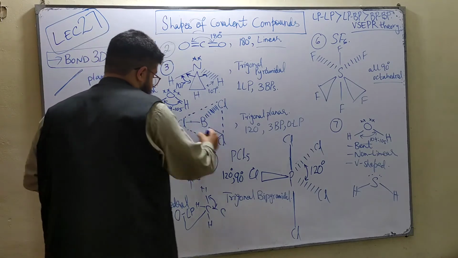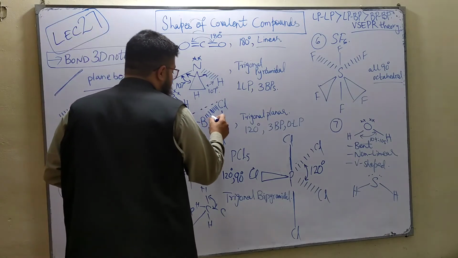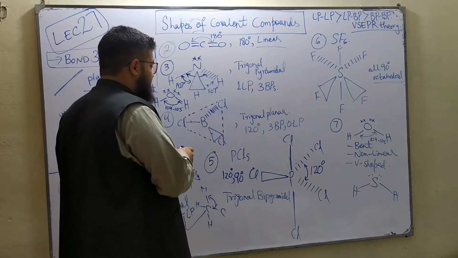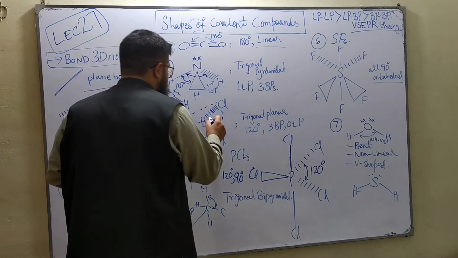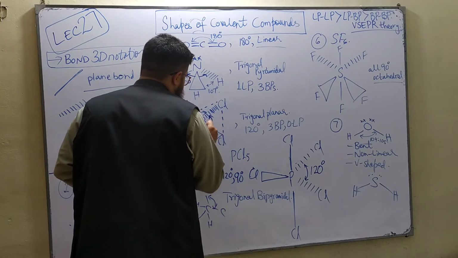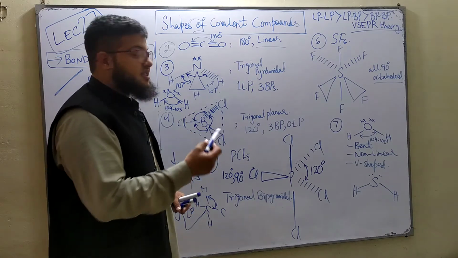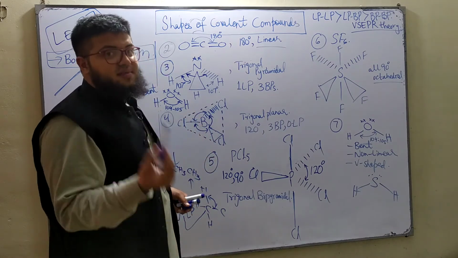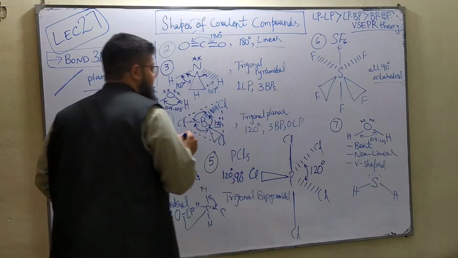Now, since their angles form a circle, and all of these angles are equal, because it's a triangle, all of these are equal, so the bond angles are going to be, the total angle of a circle is 360 degrees, and there are three angles, so 360 divided by 3 is 120, so 120 degrees is the bond angle over here, okay?